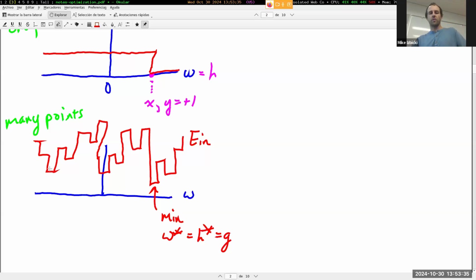But if you're sitting at this point over here, it seems like this is a really good point, and there's no way to know that somehow globally, on the other side of the plot, there's an even better spot. So that's the bad thing that happens with the 0-1 loss.